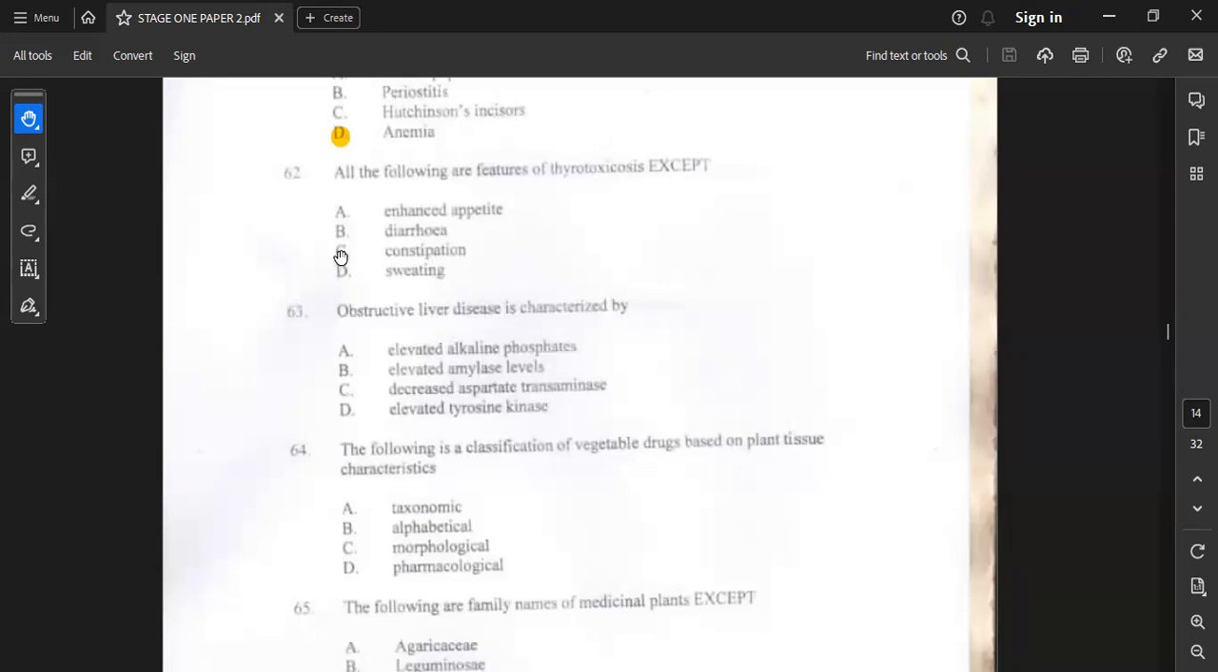So the answer here would be constipation. We can do the diagnosis for that also. Would the free T4 levels be normal, elevated, or reduced?